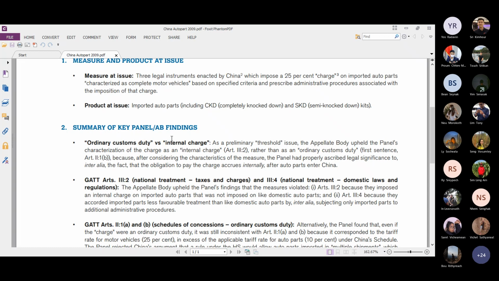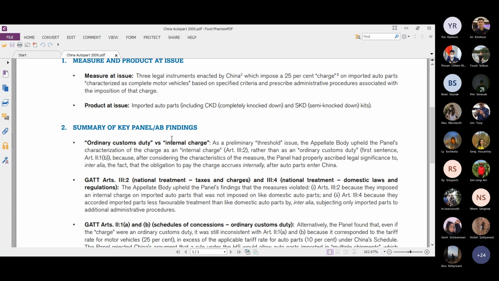And if you look at the interpretation by the judge right here, as a preliminary threshold issue, the Appellate Body upheld the panel's characterization of the charge as an internal charge under Article 3.2 or Para 2, not a customs duty. Because after considering the characteristics of the measure, the panel had properly ascribed legal significance to the fact that the obligation to pay the charge accrues internally after the auto parts enter China.